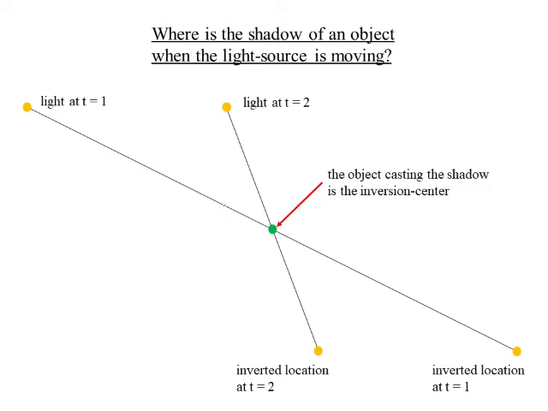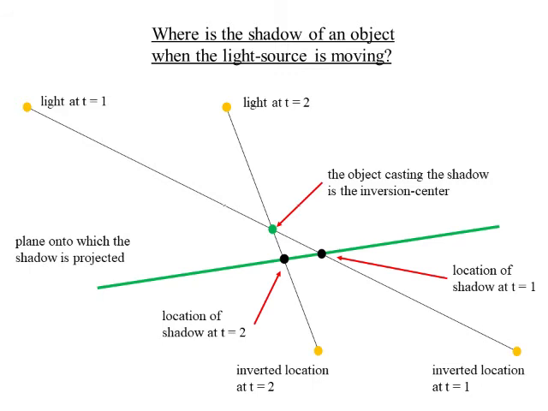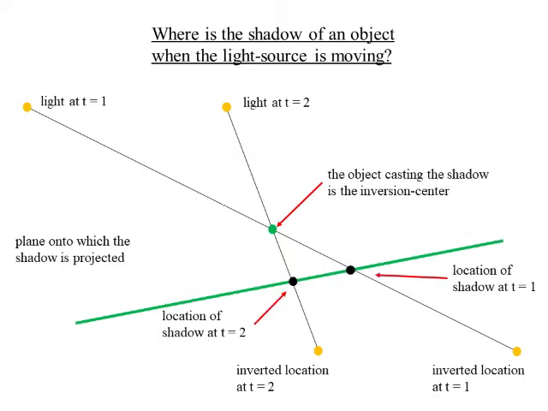Now, let's apply this. Here we have a light source changing location over time. It's at one location at t equals 1 and at another location at t equals 2. We use the object casting the shadow as the inversion center, and this gives the inverted location of the light source at t equals 1 and the inverted location of the light source at t equals 2. Now we add a plane onto which the shadows are projected. We project the inverted image onto the plane while accounting for shrinkage due to perspective. And this gives us the locations of the shadows. And this works no matter how the plane is tilted with respect to the light source, be it this, or this.